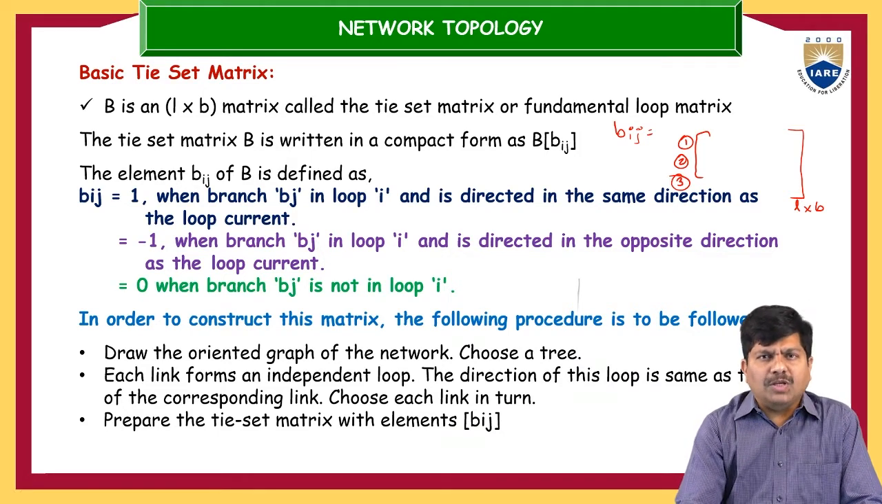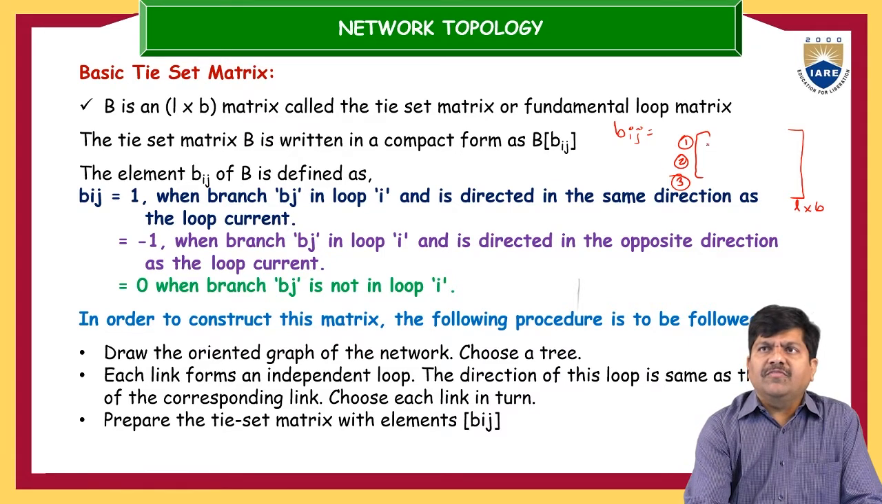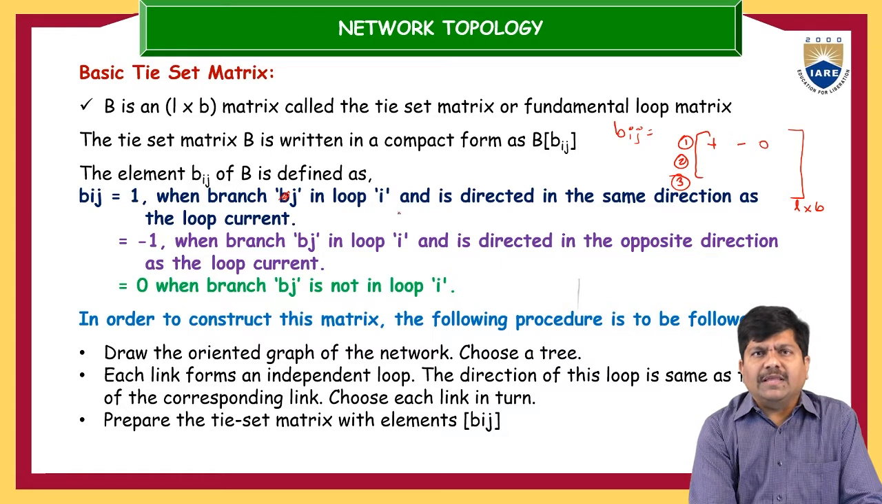So when will it be positive, when will it be negative, and when will it be 0? Here we are going to develop the relation between branches versus loops, or branches versus links directly. So branches versus loops means, say the branch would be j and the loop is nothing but the ith loop.